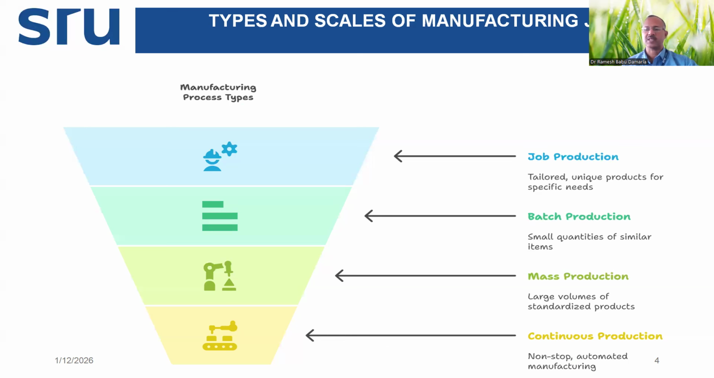The third kind is mass production, when large volumes of standardized products, maybe one or two varieties, are made, but each variety is made in the order of 1 million, say 10 lakh, a big number of standardized products. We call it mass production. The fourth one is continuous production. It is non-stop automated manufacturing: making of cool drinks in PET bottles, chemicals, sugar, water processing, all continuous production.